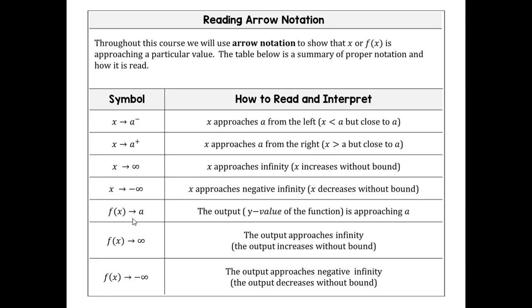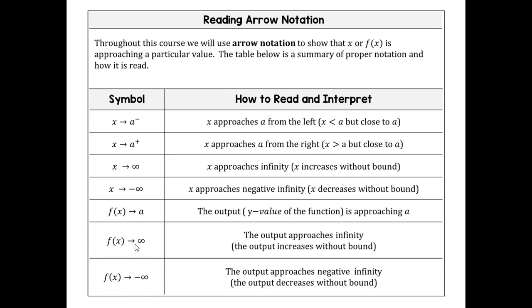F of X approaches A. When you see F of X, you're now describing your Y value. What is your Y value doing? The output. Okay, the Y value of the function is approaching A. That's what it's asking. What is the Y value approaching? This is going to be really useful when you have a horizontal asymptote occurring or a slant asymptote.